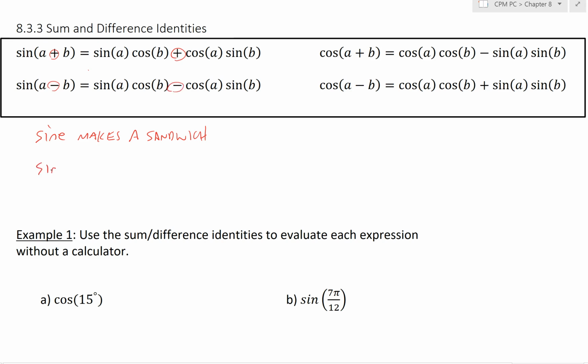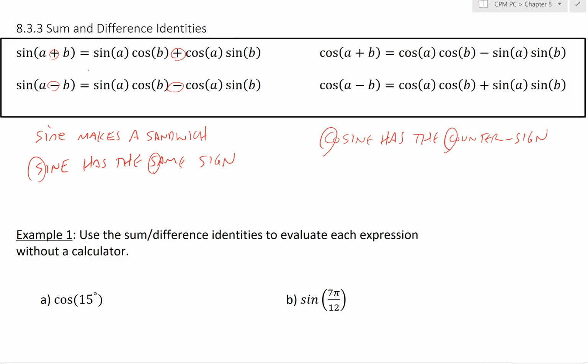So sine has the same sign. Sine has the same sign. So cosine has what? Different sign. Opposite sign. Has the counter sign. Sine has the same sign, cosine has the counter sign. S, S, C, C.